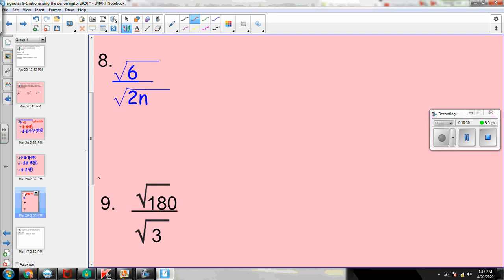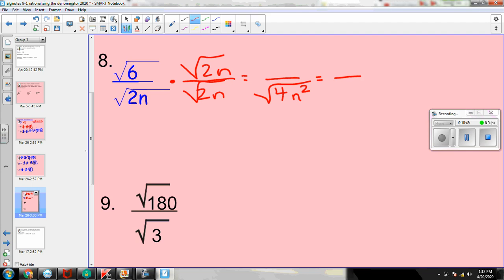Okay, looking at number 8. I have the square root of 2n in the denominator. So I need to rationalize the denominator by multiplying by the square root of 2n. Because then in the denominator, I'll get the square root of 2 times 2, 4, n times n, n squared. Well, I could take the square root of 4n squared and just get a 2n. Now I no longer have a radical. In the numerator, when I take the square root of 6 times the square root of 2n, I get the square root of 12n. So let's think about this.